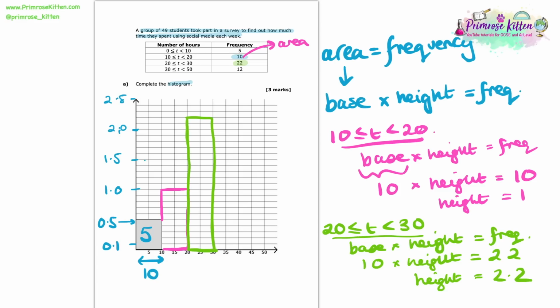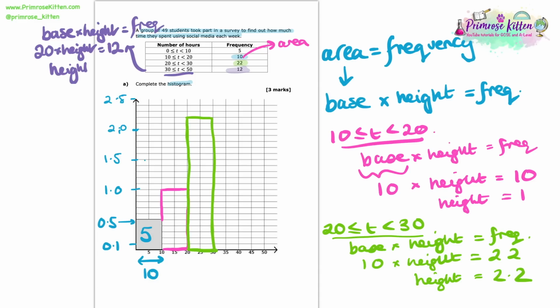So the final bit now, we have a frequency of 12, and that corresponds to the number of hours going from 30 all the way up to 50. So this one's wider than the other ones we've had before. It has a width equal to 20. Now that means that the base that we use is going to be equal to 20, and we know the frequency is equal to 12. So here we can say that 20 times that height that we need to find is equal to 12. Now rearranging this, the height will be equal to 12 divided by 20, which is 0.6.